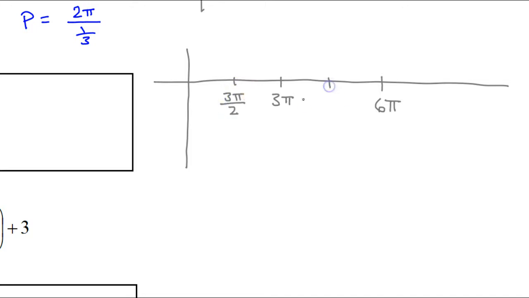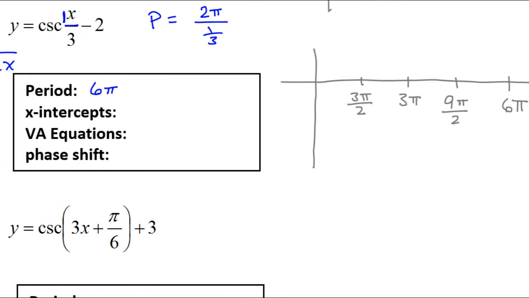Halfway in between these, you can either think of it as triple the first one, which makes this 9 pi over 2. Or you can think of it as the average of 3 and 6. You add them up and divide by 2. 3 plus 6 is 9. Divide by 2, you get 9 over 2. All right, so that's those 3 markings.